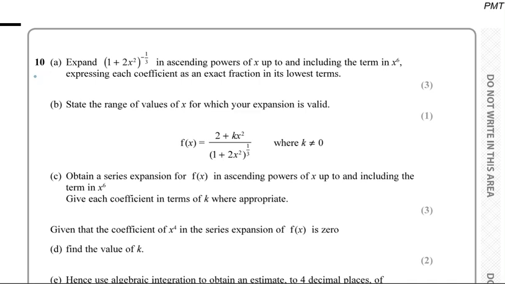Hello everyone, this is question number 10 of June 19, paper 1. The question asks us, for part A, to expand (1 + 2x²)^(-1/3) in ascending powers of x, up to and including the term x⁶, expressing its coefficient as an exact fraction in its lowest term.